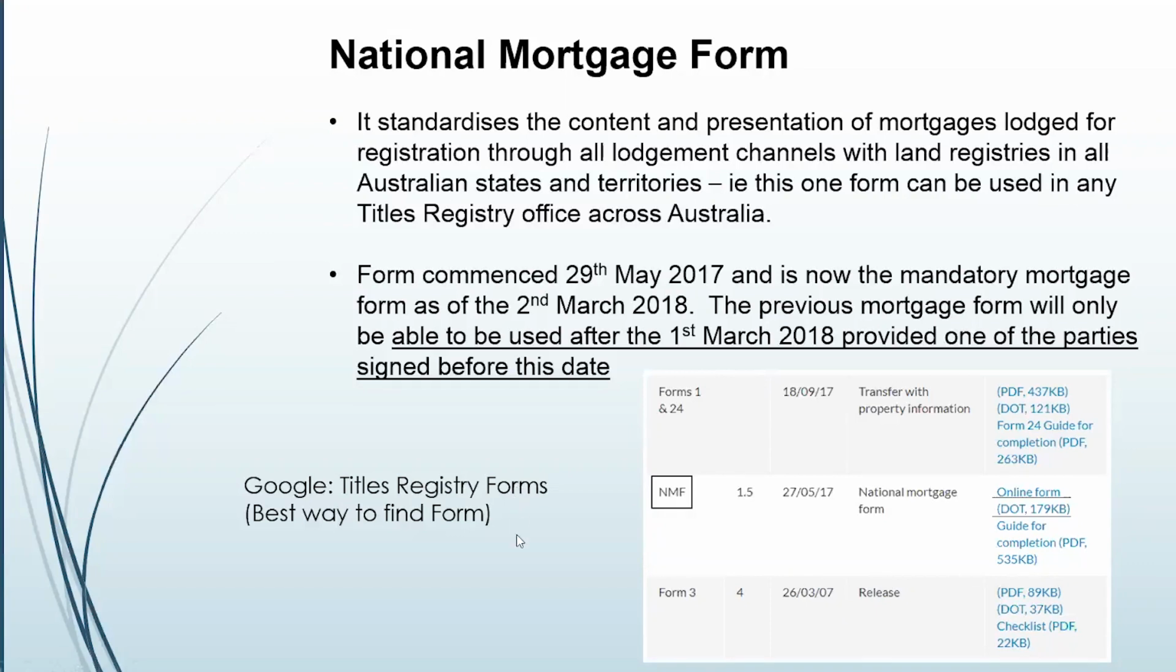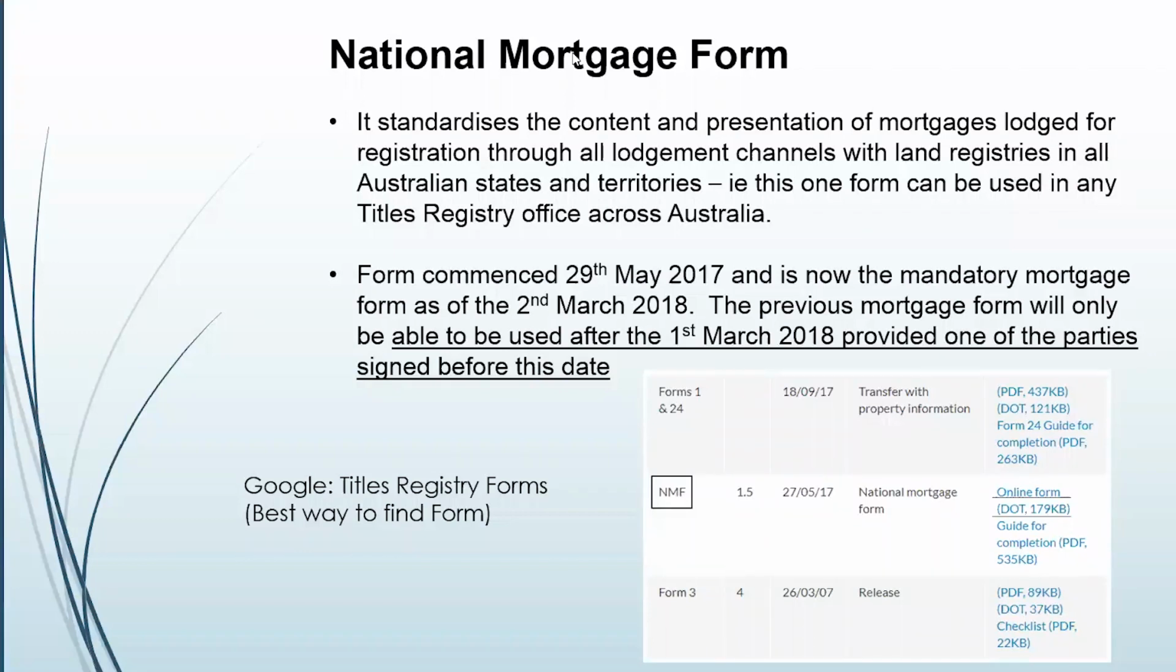On our website, the best way to find the form is to just Google Titles Registry Forms and then click on the first link. And when you scroll down, you'll see it there. I'll just bring it up. Yeah, so National Mortgage Form will show there.